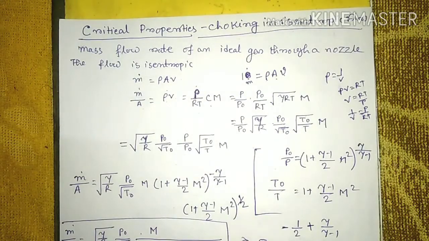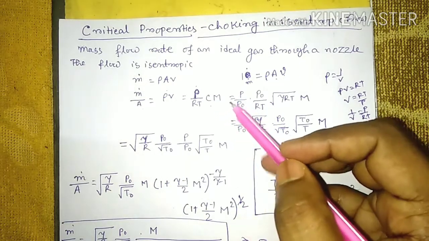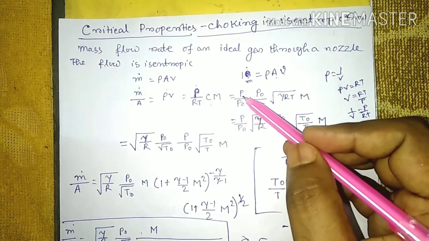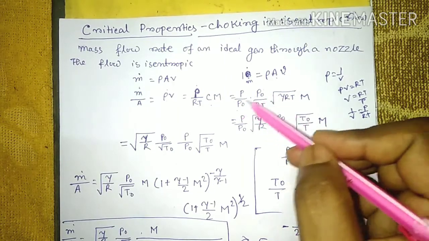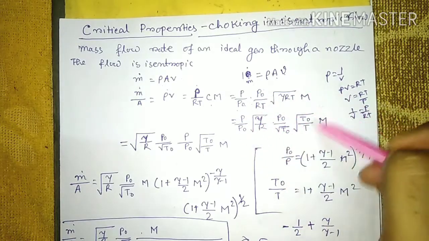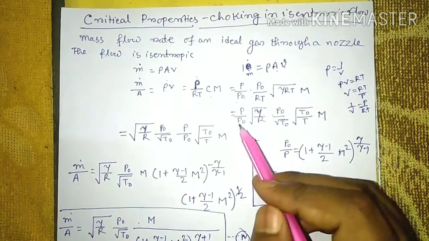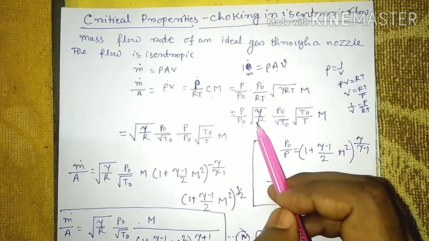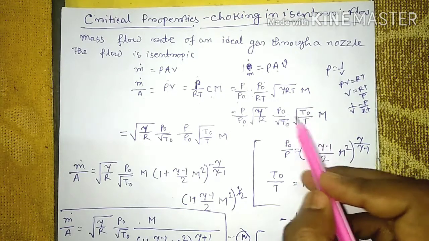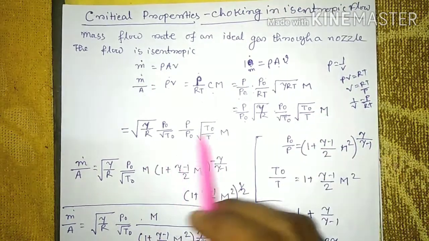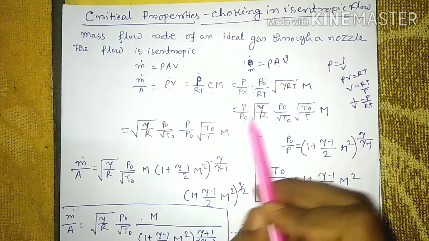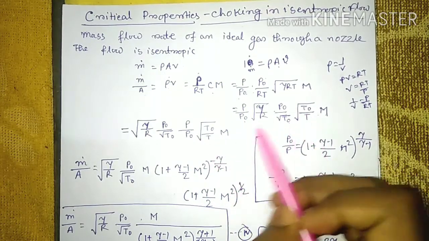Now we introduce P0, the stagnation pressure, so that P by P0 into P0 over RT, and P0 cancels out, giving the ultimate expression P by RT. Similarly, T0 is introduced for the stagnation temperature, T0 by T. If we summarize, the expression becomes: rho V is equal to the square root of gamma by R, times P0 by the square root of T0, times P by P0, times the square root of T0 by T, times the Mach number M.